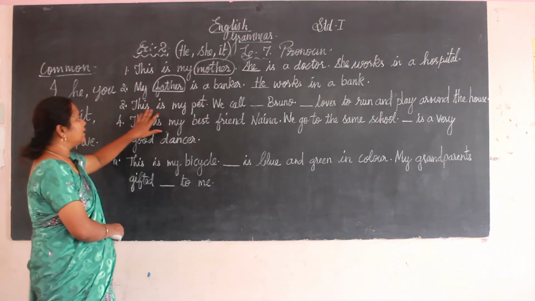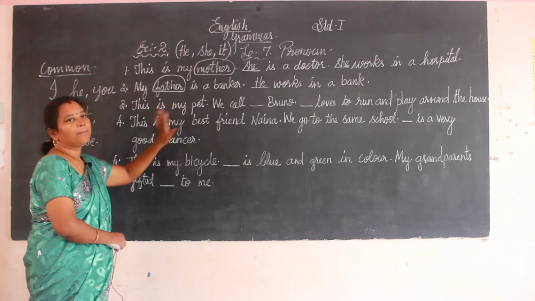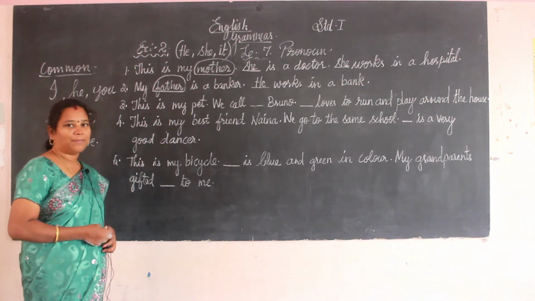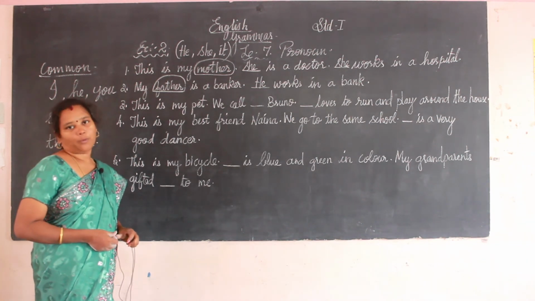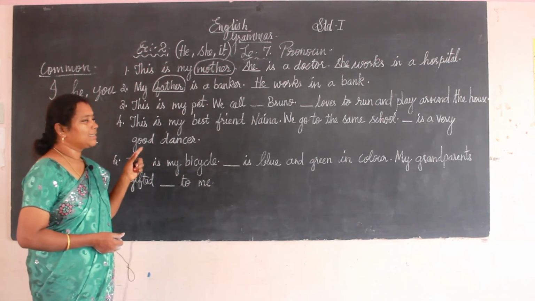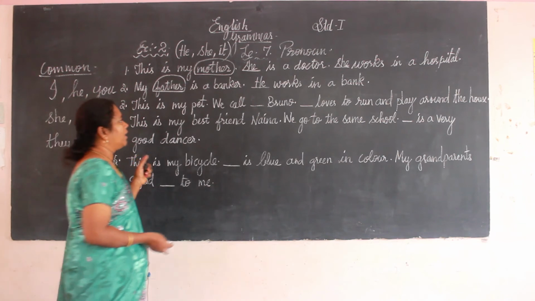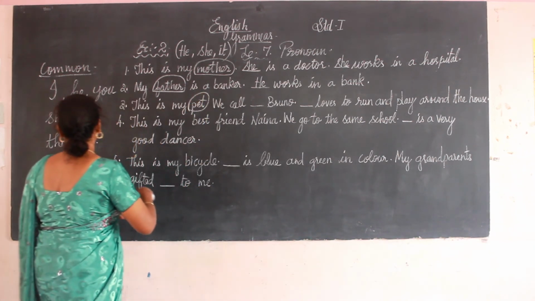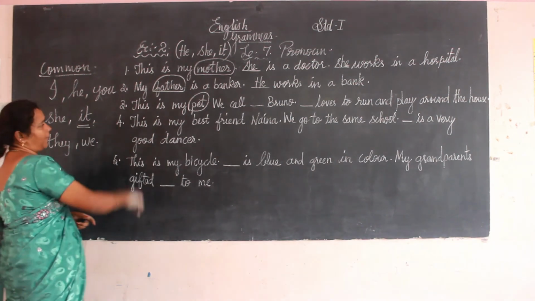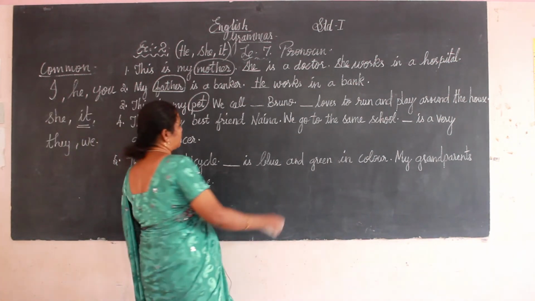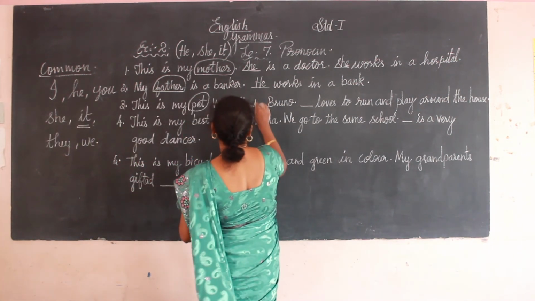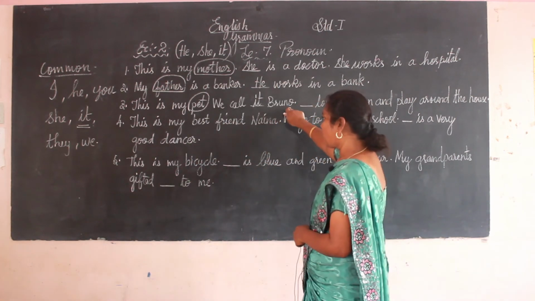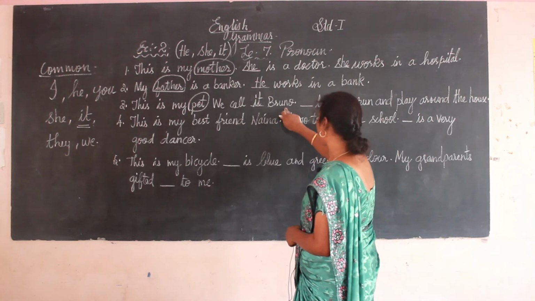Now see, this is my pet. This is an animal. Pet is an animal. Is a pet a thing? No. So pet is an animal. So animal க்கு நம்ம என்ன யூஸ் பண்ணுவோம்? Animals, things க்கு நம்ம என்ன யூஸ் பண்ணுவோம்? It. So here we call it. And the pet க்கு பேர் என்னது? Bruno. So we call it Bruno.